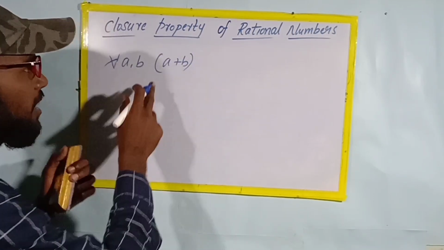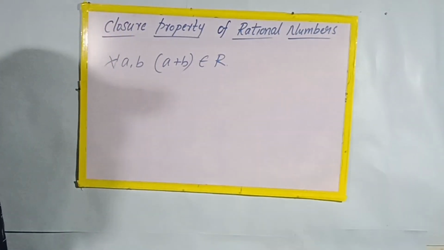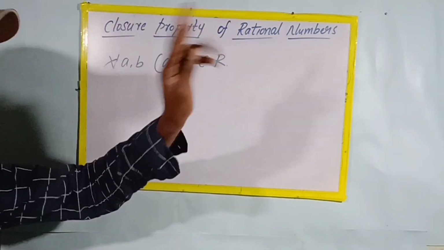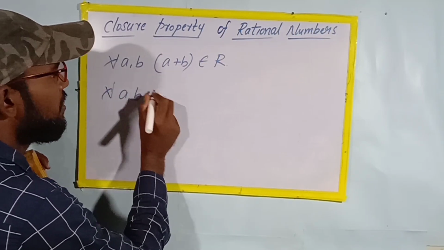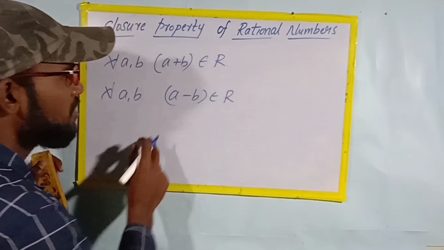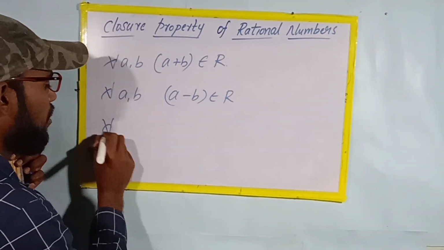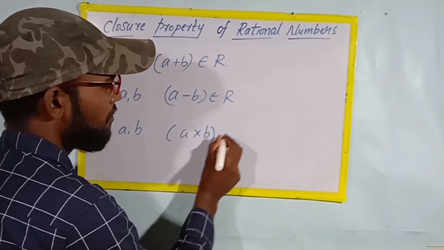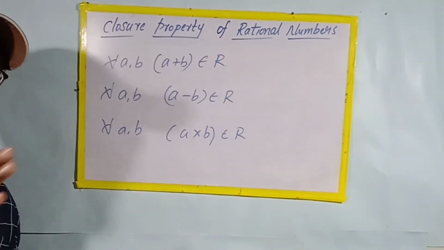For all a comma b, addition a plus b belongs to R. So the addition of any two rational numbers again gives a rational number. Okay, everyone clear? Now for all a comma b, a minus b belongs to R. The subtraction of any two rational numbers is again a rational number. So for all a comma b, a into b belongs to R. So multiplication of any two rational numbers again gives a rational number.